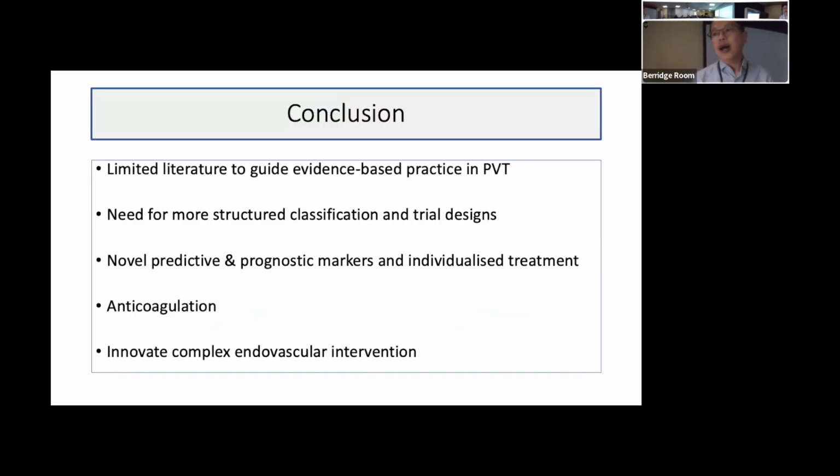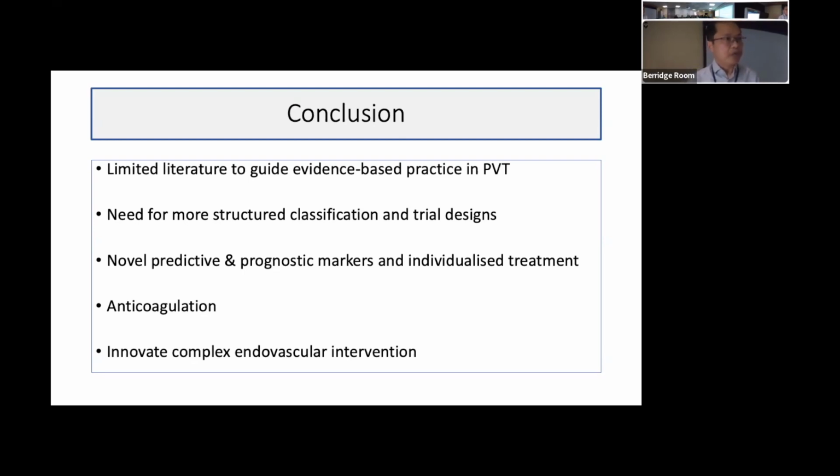So in conclusion, to date, the literature available in terms of evidence-based management of portal vein thrombosis is quite limited. We base it on cohorts of cases. We certainly need more structural classification in terms of the diagnosis itself, and also perhaps some other biomarkers to identify those patients who are at risk. And almost all of them will need individual treatment, because no one is the same as another.